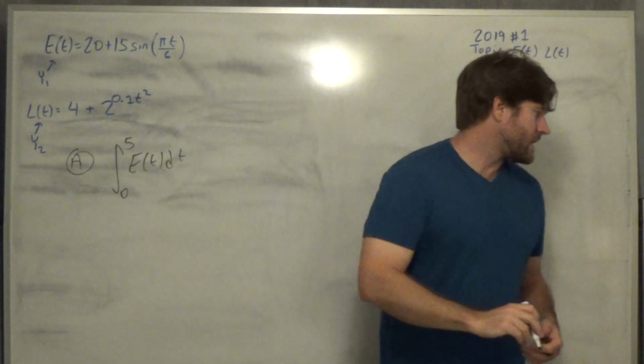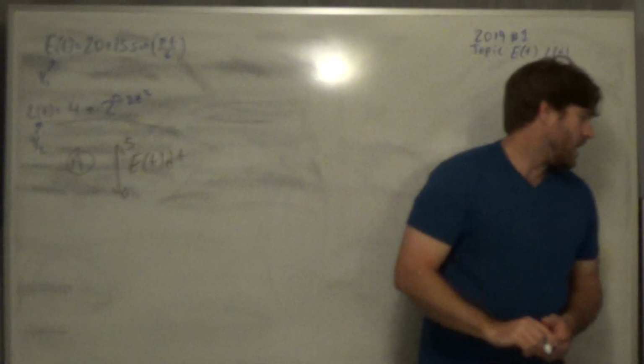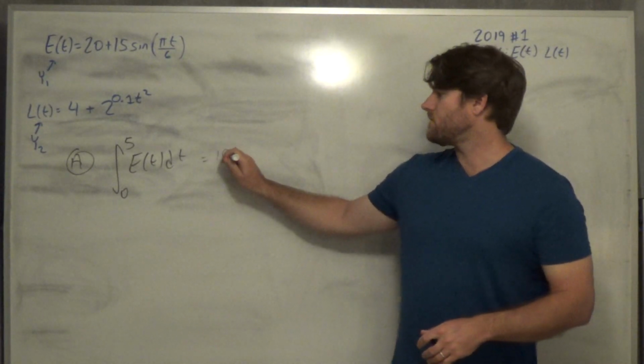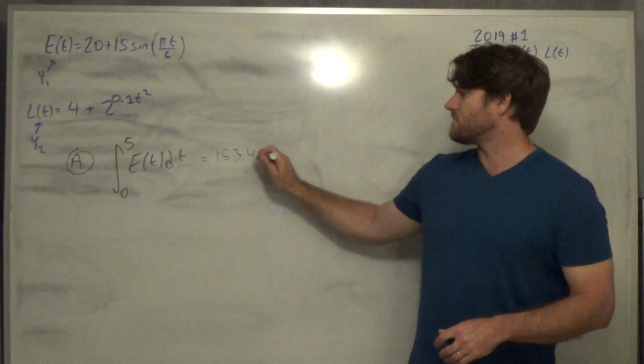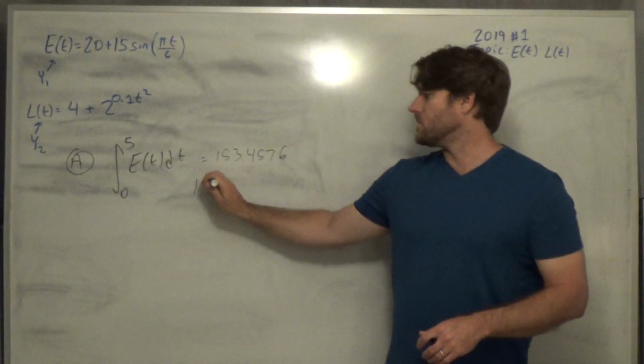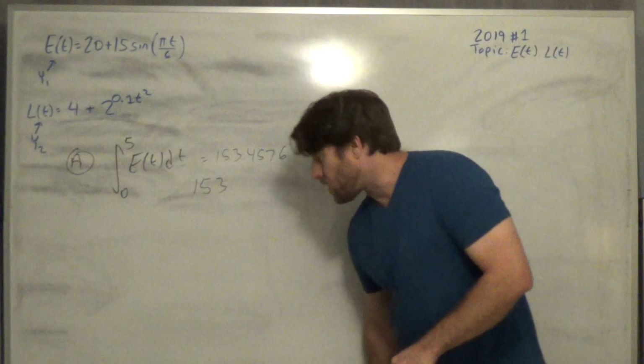When I type this in the calculator, obviously I'm just trying to speed up here, so I'm not typing it in my calculator. I'm just going to tell you the answer. So you get 153.457. But here they ask you to round to the nearest whole number, so it's 153. Okay? And that is part A.